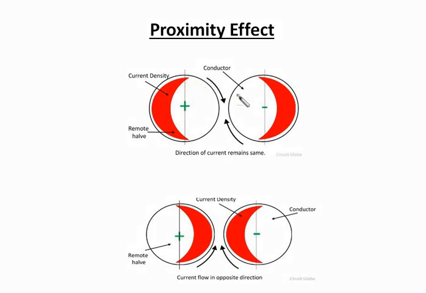So this is the first conductor, this is the second conductor, and both are carrying AC current in the same direction. And what happens if they are carrying AC current? There will be an electromagnetic field for this conductor as well as this conductor. So both the electromagnetic fields cancel each other, and due to that, there is a current density which takes place at the half of the conductor on the opposite side. So you can see this is the current density which flows at the half of the opposite side of the conductor.